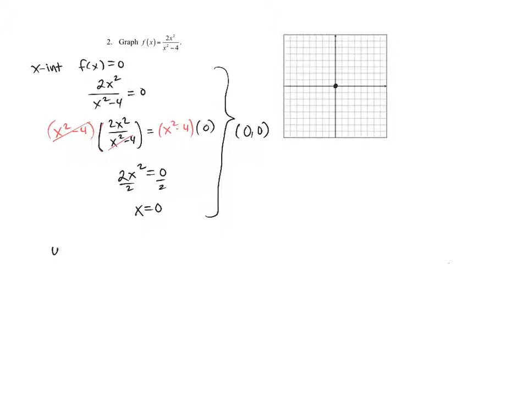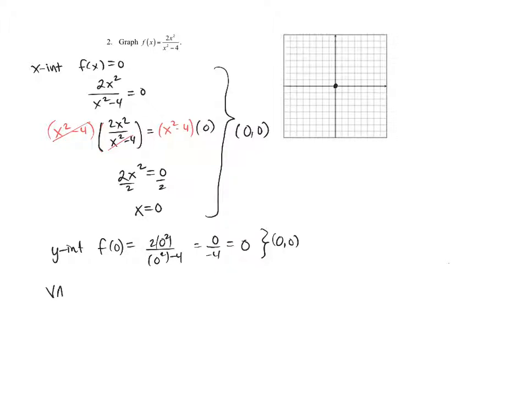Okay, next step is the y-intercept. So take a minute and see if you can remember how to do y-intercept. Go ahead and pause. Okay, we should have a y-intercept of 0, 0, and now it's time to start working on our asymptotes.